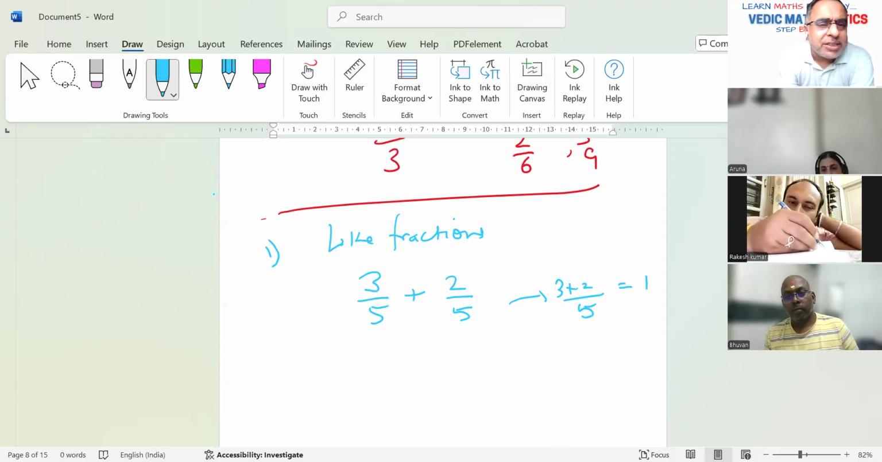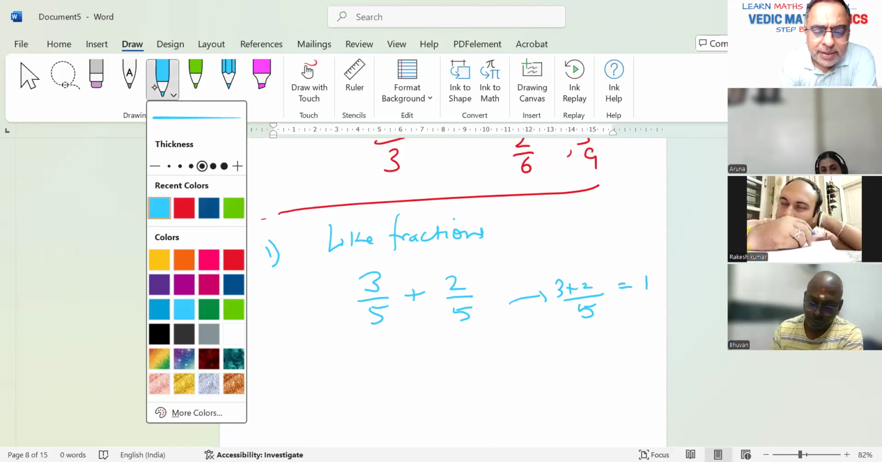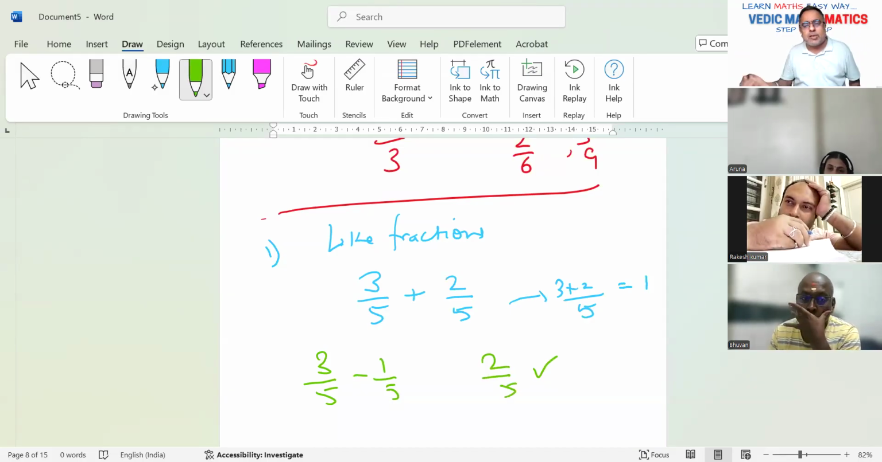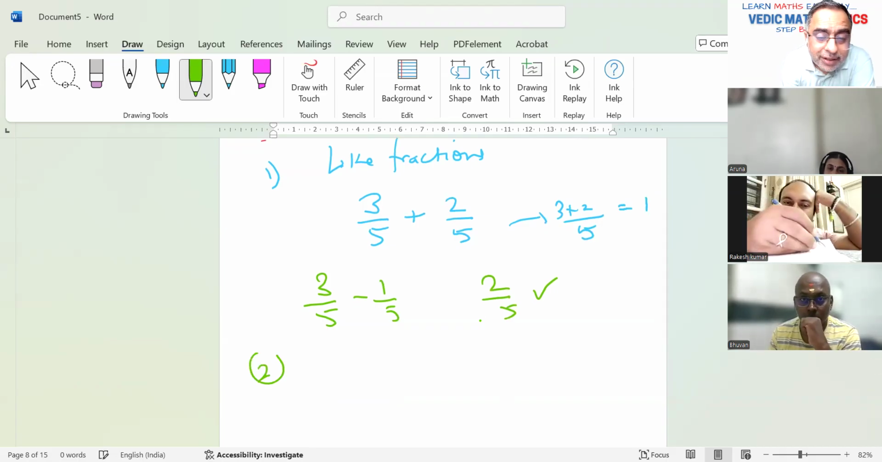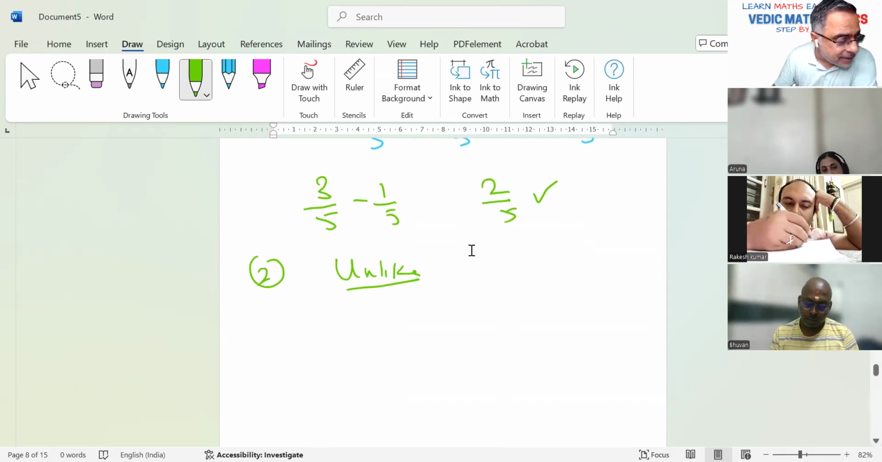Similarly, in case of subtraction also, let's say 3 by 5 minus 1 by 5. So 2 by 5 is the answer. Or if it was 2 by 5, then 1 by 5 was the answer. We take the common denominator. If it is like fraction, this is what needs to be done. But questions are not coming on like fractions. It is generally unlike only. Unlike are also two types.